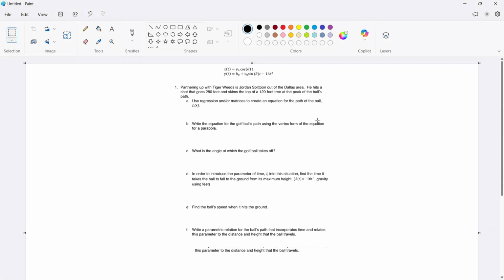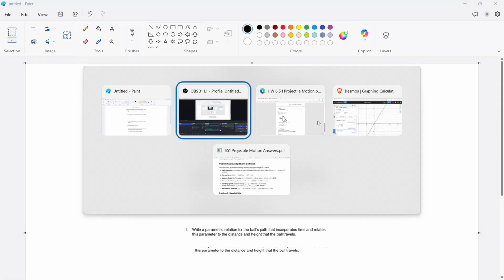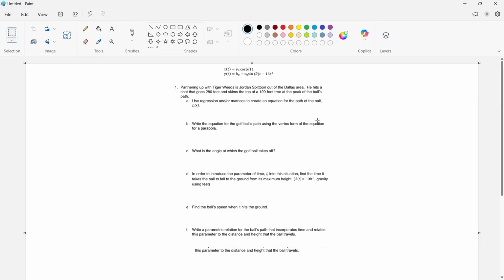Here is a pre-calculus question on projectile motion. Partnering up with Tiger Weeds, that's supposed to be Tiger Woods, is Jordan Spatoon, I guess that's supposed to be Jordan Spieth out of the Dallas area. He hits a shot that goes 280 feet and skims the top of a 120-foot tree at the peak of the ball's path. Use regression and/or matrices.